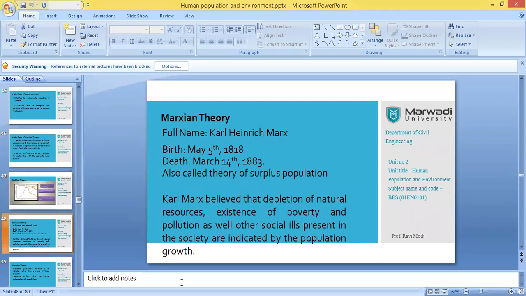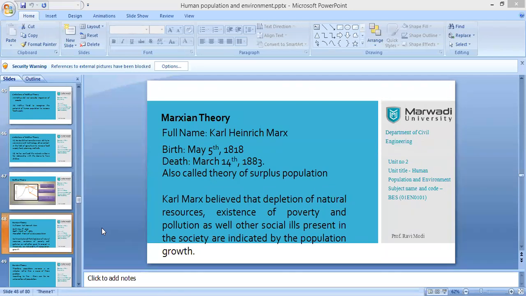Okay, next is another theory given by another scientist, Karl Marx. His theory is known as the Marxian theory. It is also known as the theory of surplus population. This is an important question from the point of view of your MCQ exam: which theory is known as the theory of surplus population? The theory is called the Marxian theory.